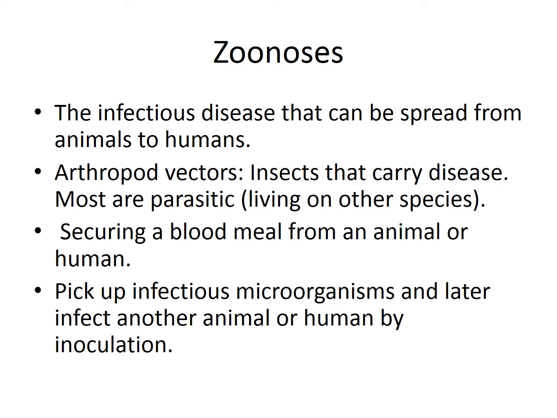So that's what we call vectors, and from the vectors we go to parasites, or parasitic. Most vectors or parasites obtain their meal of blood from an animal or a human, as in the example of a flea, as well as mosquitoes. If they didn't have humans or animals to live off of, then they would not live as well. They pick up infectious microorganisms and later infect another animal or human by inoculation, meaning by injection.